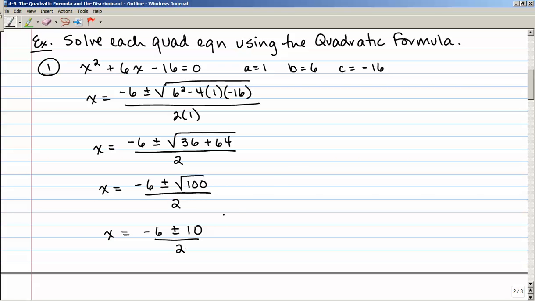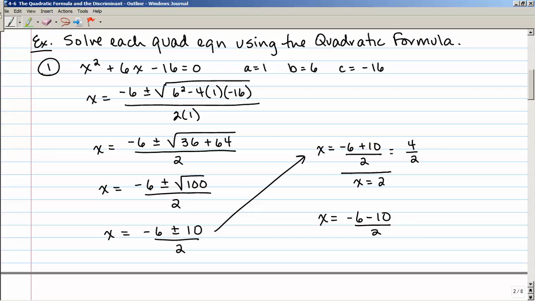Or x equals negative 6 plus or minus 10 over 2. I want actual numbers, so I'm going to actually write each one of those over here. X equals negative 6 plus 10 over 2, and x equals negative 6 minus 10 over 2, or 4 over 2, or x equals 2 for one of my solutions, negative 16 over 2, or x equals negative 8. So one of the possible results you can get when you use the quadratic formula is to have two real rational numbers.